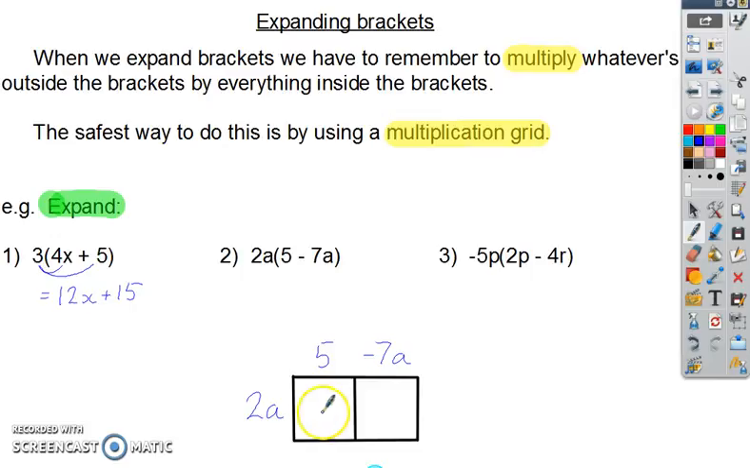Right, okay. For the first grid there, 2a times 5 is 10a, and then 2a times minus 7a. Well, 2 times minus 7 is minus 14, and a times a is a squared. There you go. Now then, we can do that straight from the off as well. 2a times 5, I know that's 10a, I've been doing this for a long time, and 2a times minus 7a is minus 14a squared. As soon as you've got an a outside and an a inside, you're going to end up with an a squared.